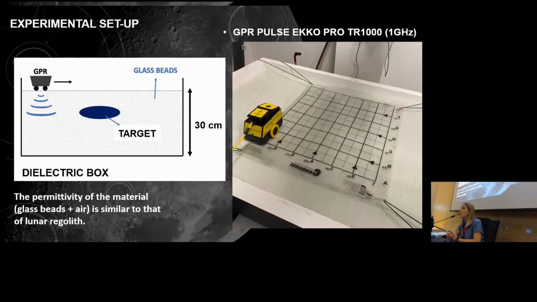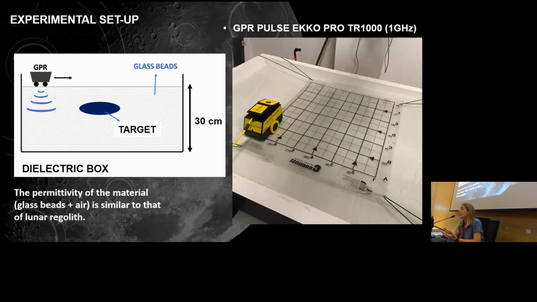So for doing so, we conducted several experimental activities in our facility using the so-called electric box shown here on the left. The box was filled with a material that we can consider a very good regolith simulant in terms of permittivity values and electric properties. And we use the so-called glass beads. So on the right, you can see a picture of the box.